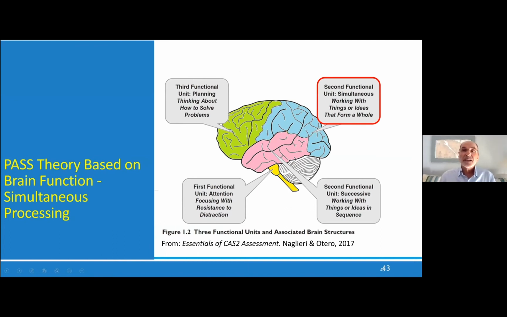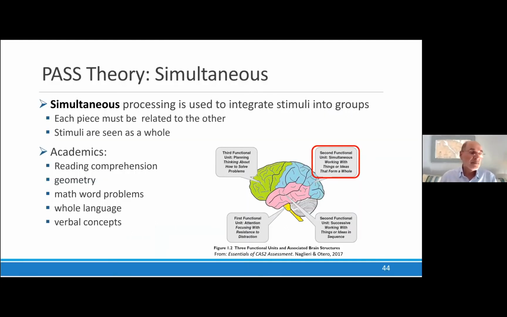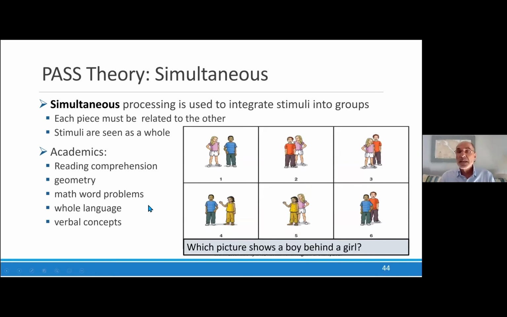All right, finally, simultaneous, getting the big picture. Like I said to you before, we want to get the big picture here. Integration of information into a whole, where everything has to be related to everything else. Like Gestalt, and remember when you learned Gestalt psychology? That's really all about simultaneous processing, seeing patterns, seeing relationships, patterns in geometry, patterns in words, verbal concepts, all that kind of stuff. We have an awesome verbal spatial relations test, we call it.